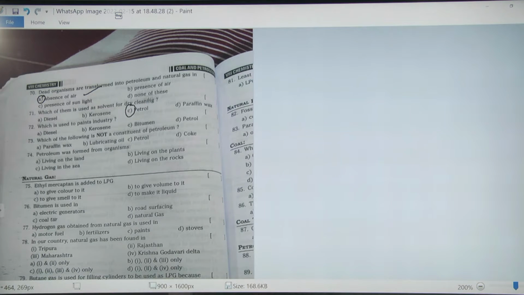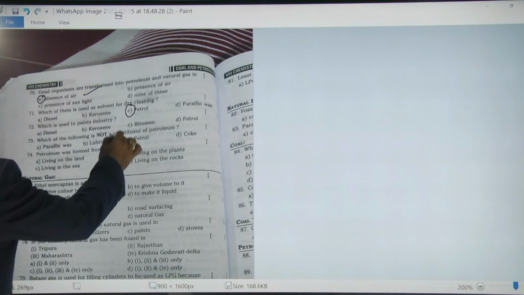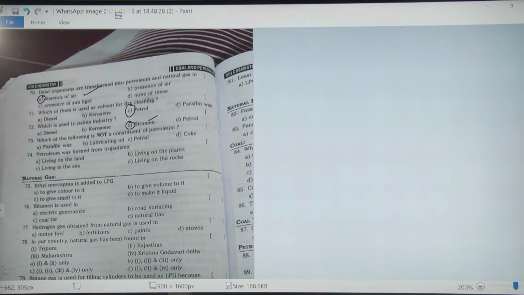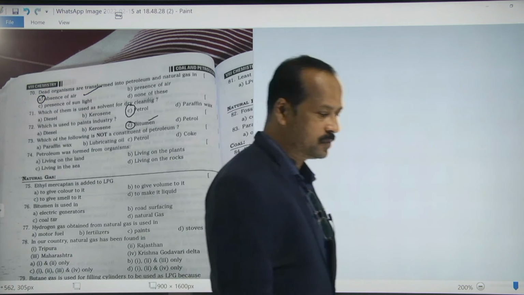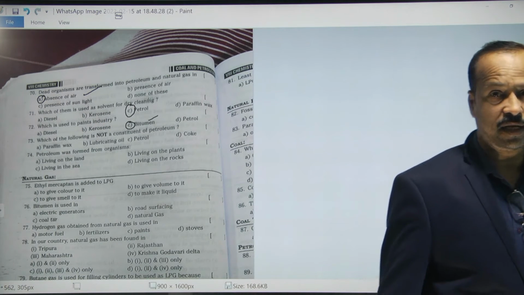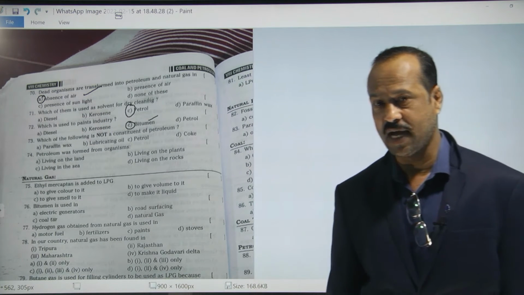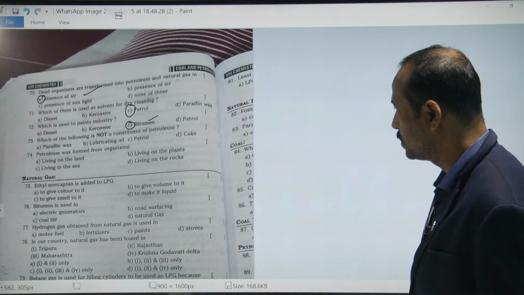Read the four options. Diesel, kerosene, bitumen, petrol. Bitumen. Next, which of the following is not a constituent of petroleum? Out of four, one is not a constituent of petroleum. What is that? Coke.